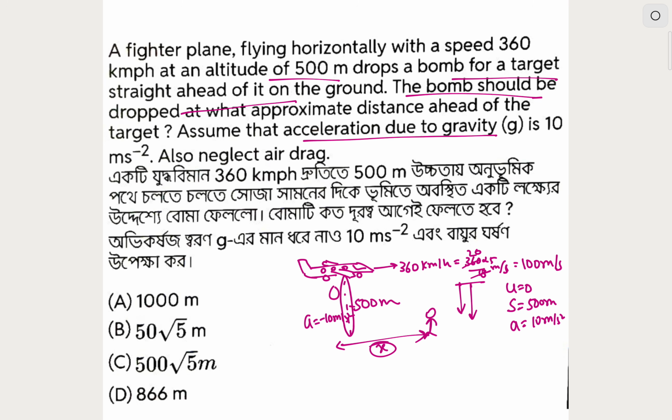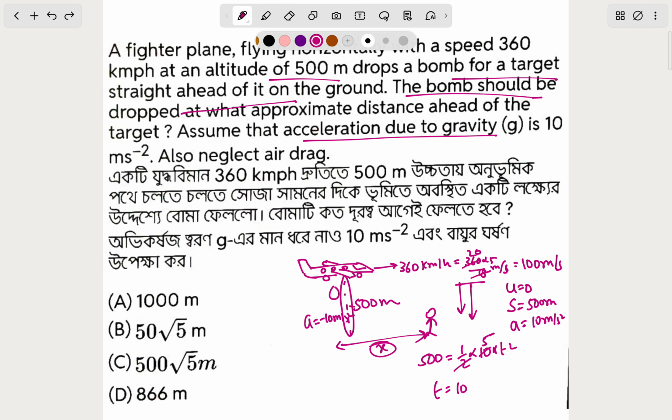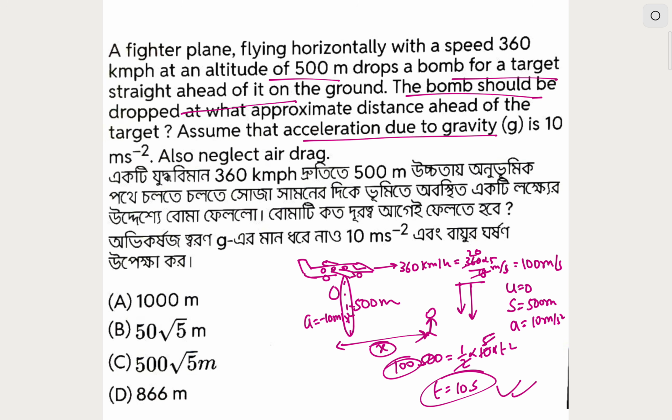So s is 500, equal to u into t, 0 into t, that is 0, plus half into a into t square. So t square is 100, so t is equal to 10. So t becomes here 10 seconds. So from it we get the value of t is 10 seconds, because 5 will cancel with 500 and it becomes 10. So time here becomes 10 seconds.